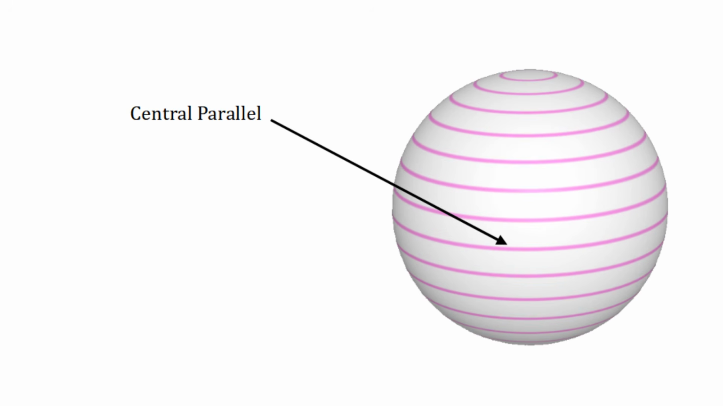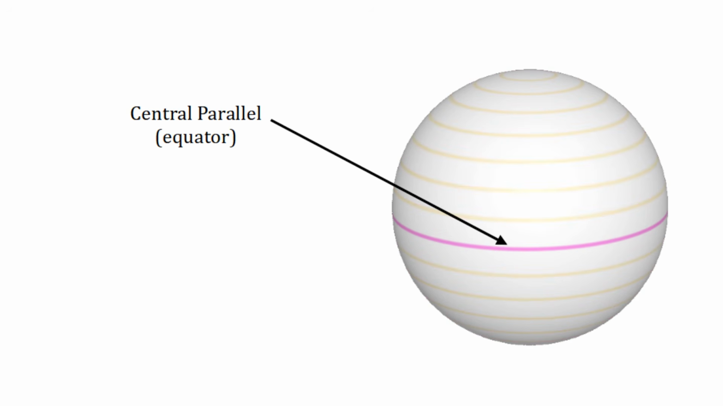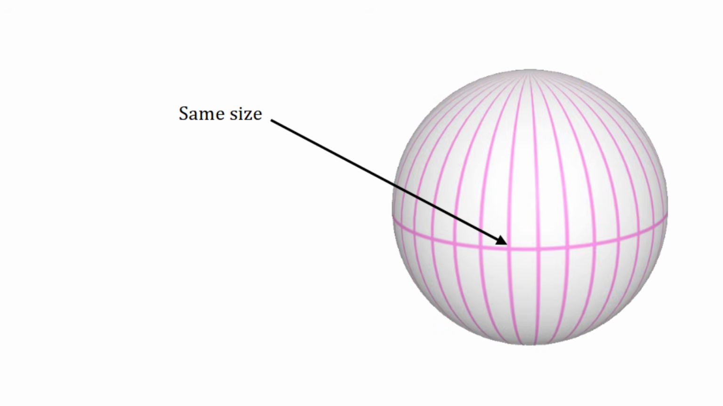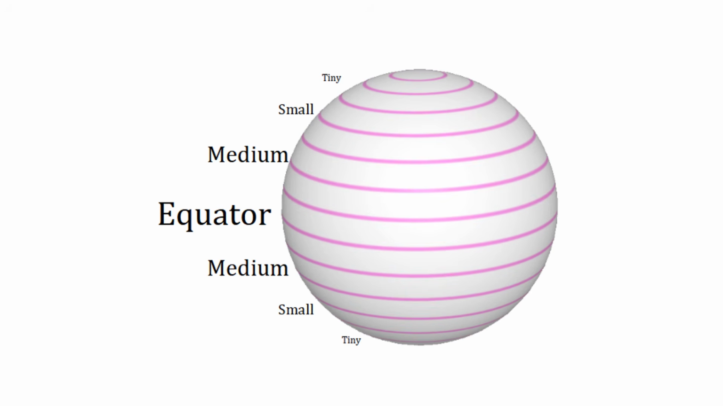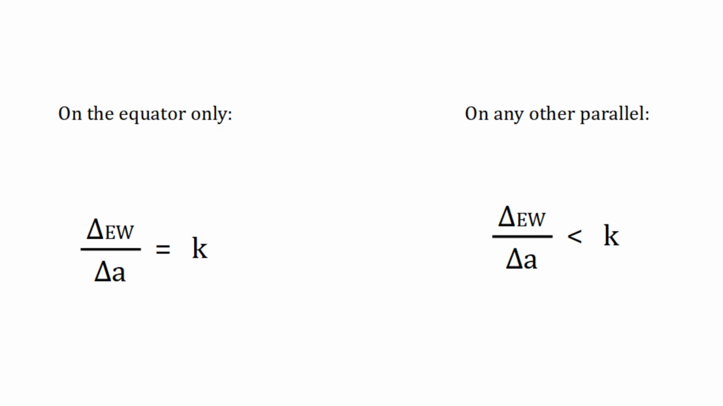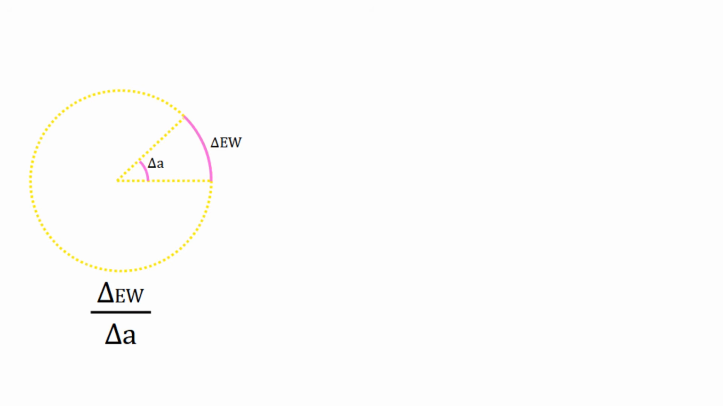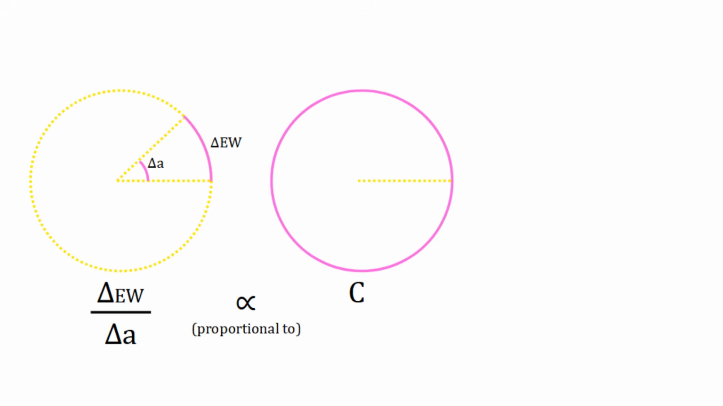The central parallel, or equator, is special though. It's the only parallel that's the same size as each meridian. The rest of the parallels are smaller than it. So on the equator at least, distance moved per degree change in longitude is that same constant k from before. For any other parallel though, it's less than k. But how much less? Well, distance traveled is proportional to circumference, which is proportional to radius.